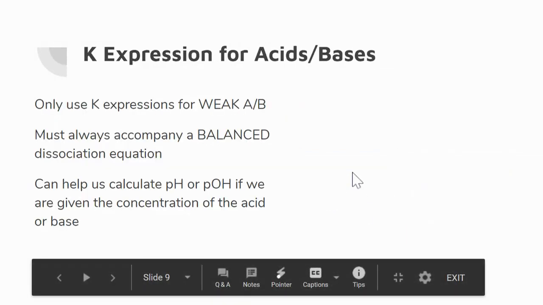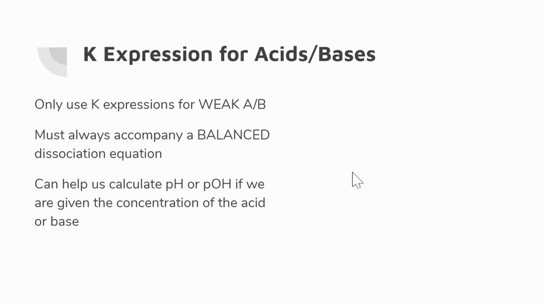So what does that look like if we're talking about acids and bases? Well, first thing, really important, you only need to write a K expression for a weak acid or base, because remember, we're only doing this for something that goes in both directions or has a two-directional arrow. If an acid or a base is strong, it has a one-directional arrow. That means there's no reactants left, so we don't need to write a K expression for that. When you write a K expression, you must always also write the balanced dissociation equations. Those two things go together. You can't do one without the other.